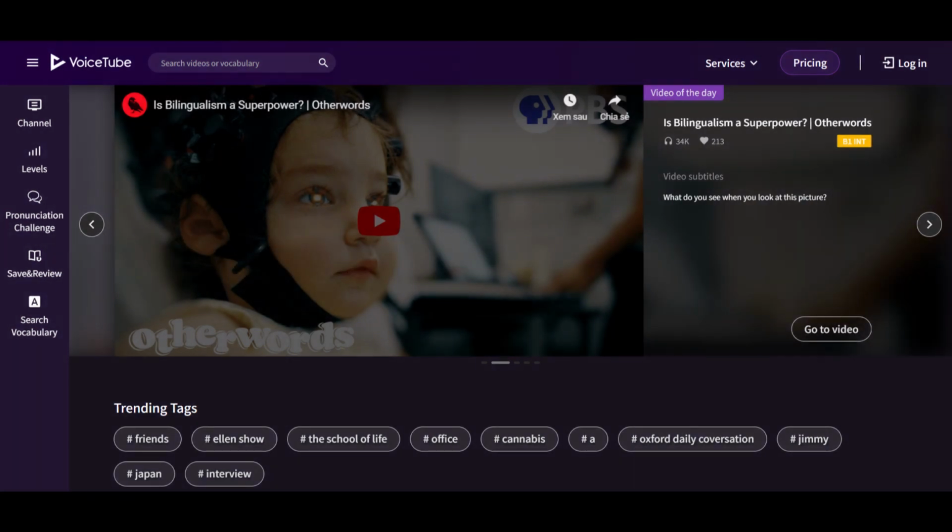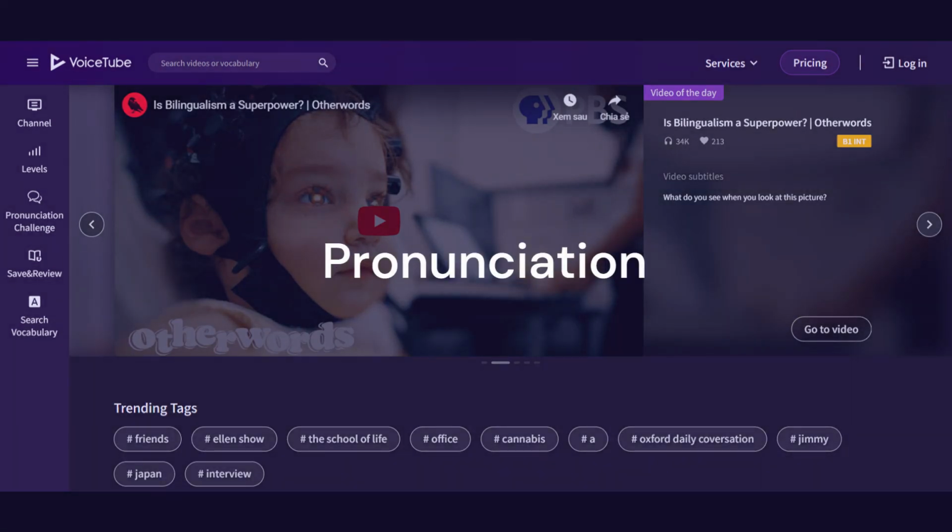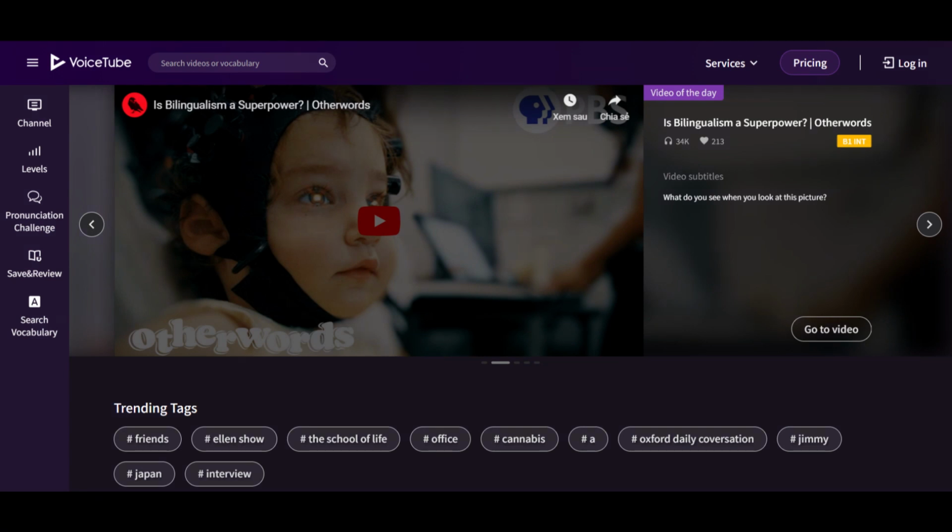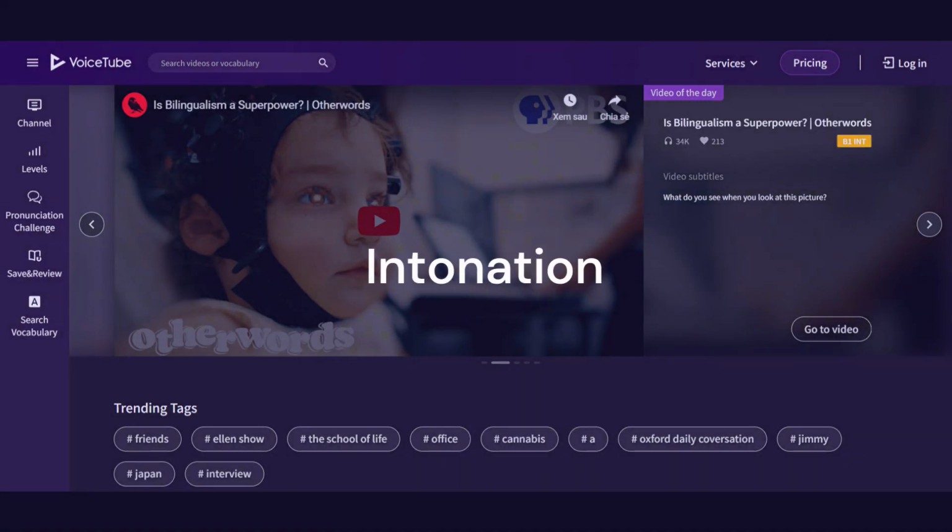So I hope this application can help you in pronunciation and you can improve it day by day. Yeah, this one can make your day and improve your intonation, pronunciation, and speaking skill.